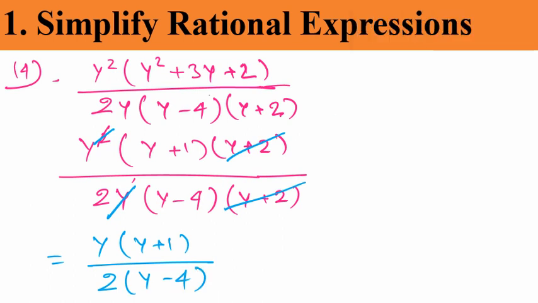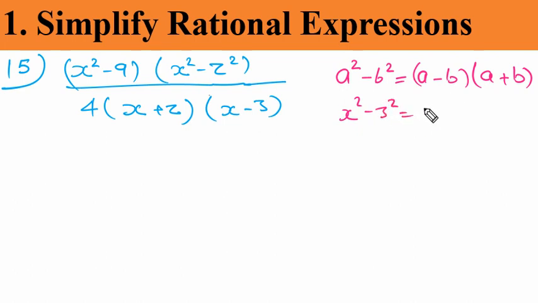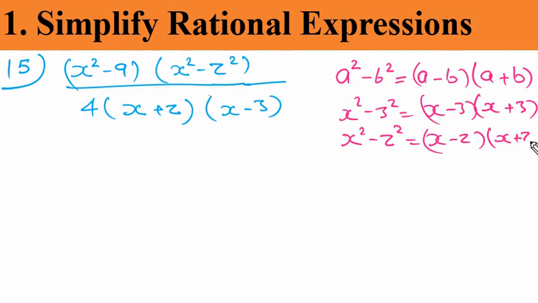Okay, let's go to the next question now. Okay, this one is a different type. I have already written down the question. Now here you see that x square minus 9, x square minus z square, you have to use one simple formula, a square minus b square. What is it? This is (a minus b)(a plus b). So if you have x square minus 9, that is basically x square minus 3 square. So that will give you (x minus 3) multiplied by (x plus 3). Similarly here, x square minus z square will give you (x minus z) multiplied by (x plus z), right?